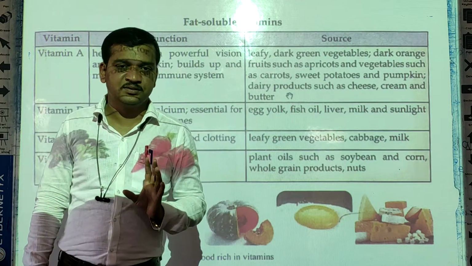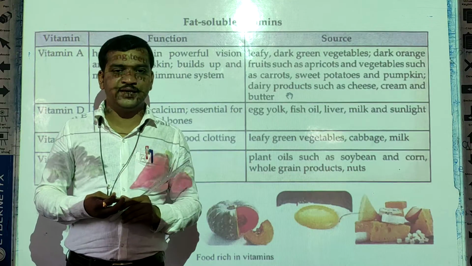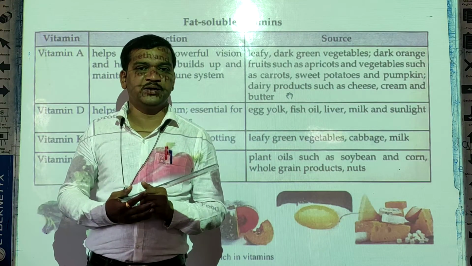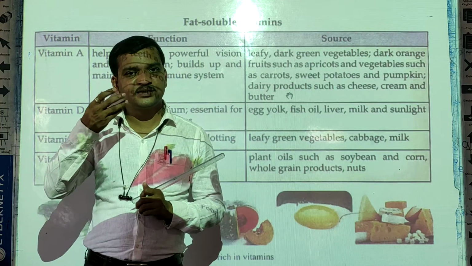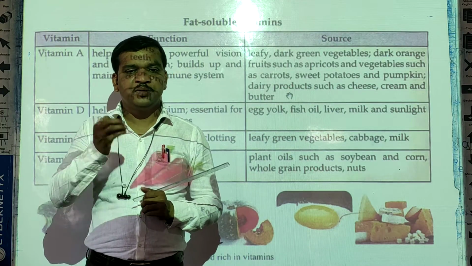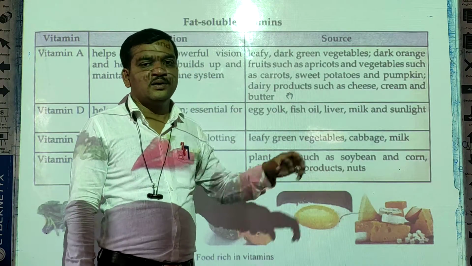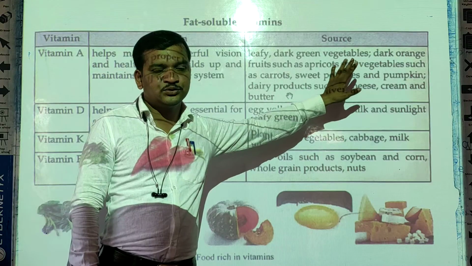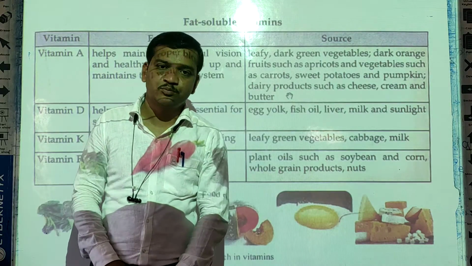Some students have problems like they are unable to read properly, or sometimes tears come out of the eyes. So they must use the food sources which contain vitamin A to get relief from this problem.